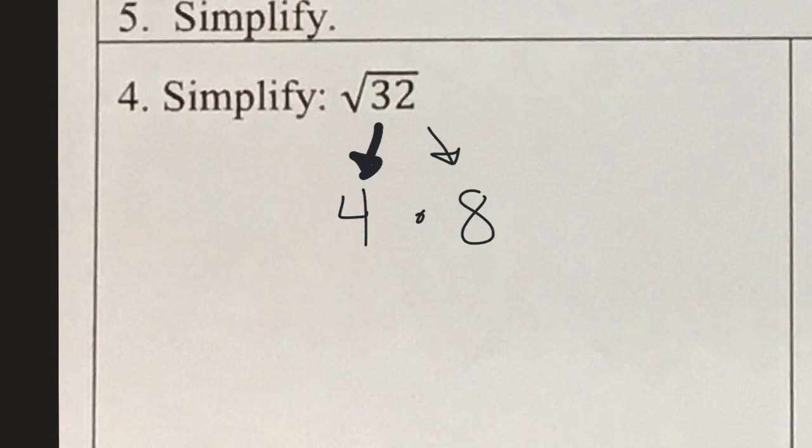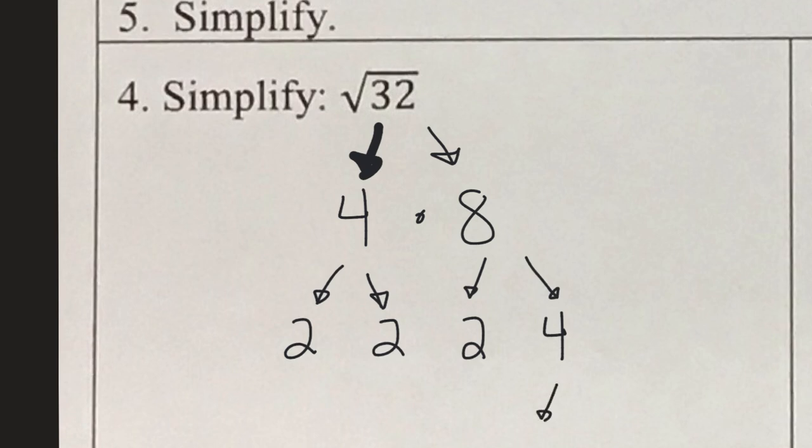Okay, can we split 4 down into factors? What numbers multiply to give you 4? 2 and 2, right? 2 times 2. And what numbers multiply to give you 8? 2 times 4. Okay, so we have 2, 2, 2, and a 4. Now what numbers multiply to give you 4, because 4 is not a prime number yet? 2 and 2. Okay, so this is called a prime factor tree.